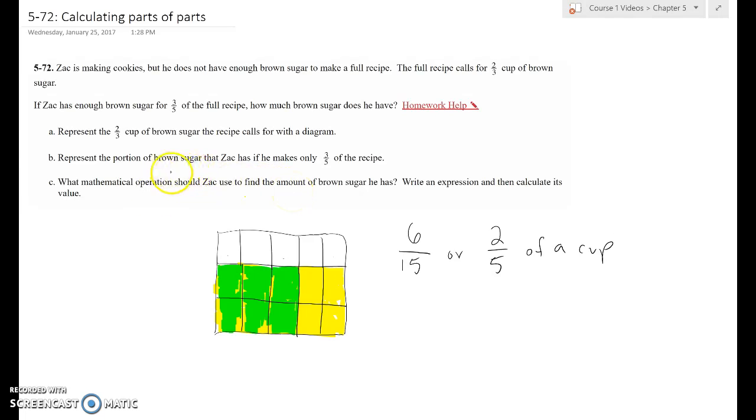This is multiplication, taking part of a part. That he's taking 3/5 of 2/3 of a cup, which is equal to 6/15. All right, which is what we had here.